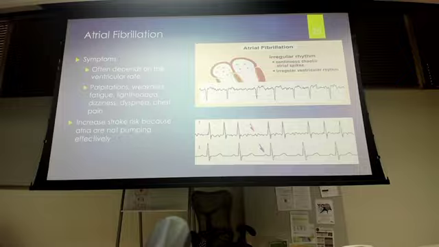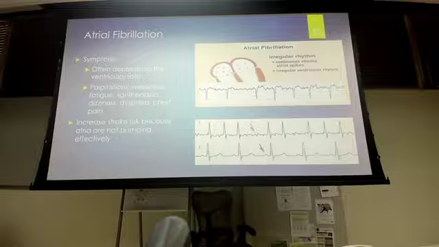And we're looking at our R to R. Our R to R is irregular, and this is that classic irregularly irregular. But we also notice that our QRS complexes are narrow. You don't really see any clear P waves. Will you occasionally, if you really study these, find something and say, well, that definitely looks like a P wave? Absolutely. The atria are firing. They're just not firing very effectively. And they're not firing effectively consistently, which is why we have this irregular rate.